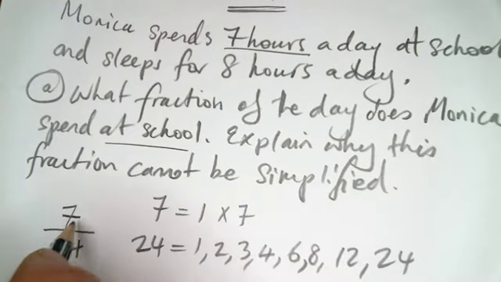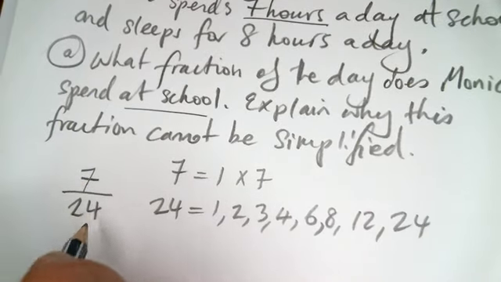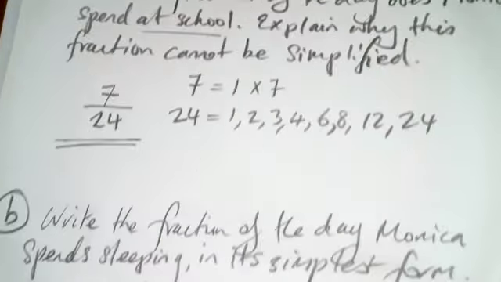If I divide it by 1, I still get 7 over 24. So that is why it cannot be simplified. There is no common factor. There's nothing common which I can divide 7 by and 24 by. So this is the fraction in its simplest form.